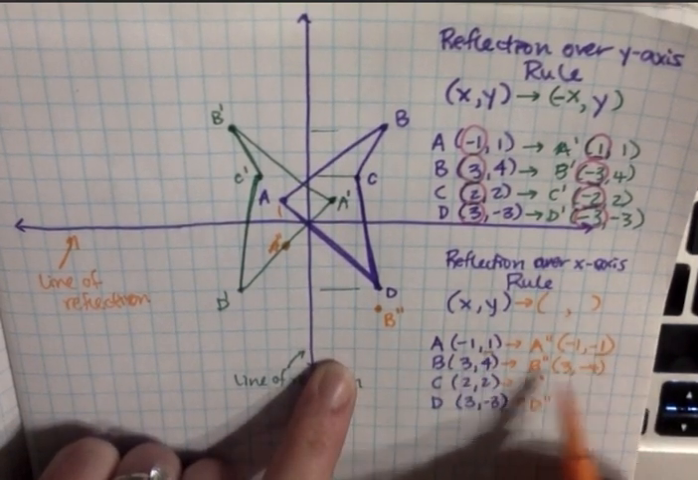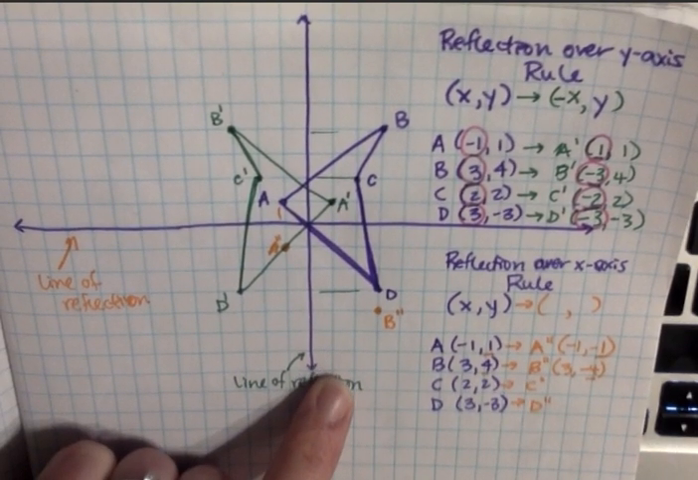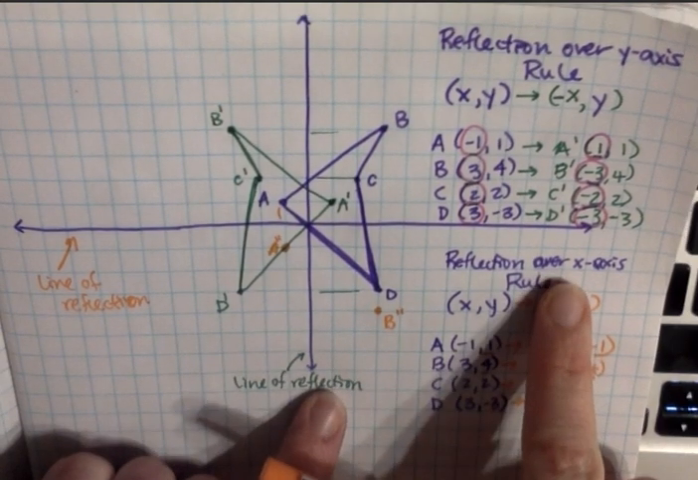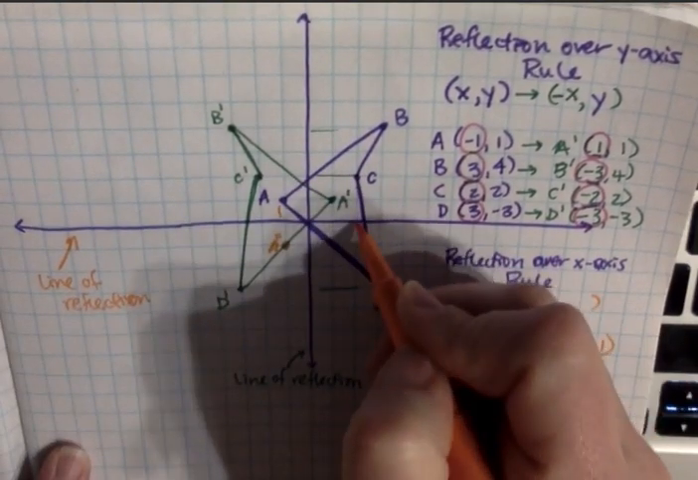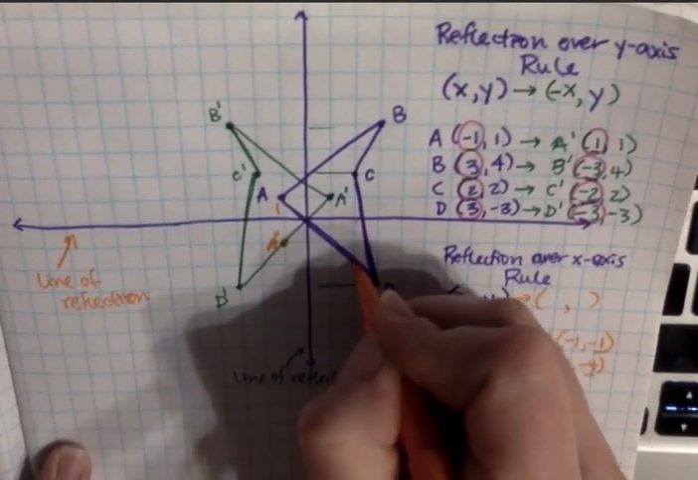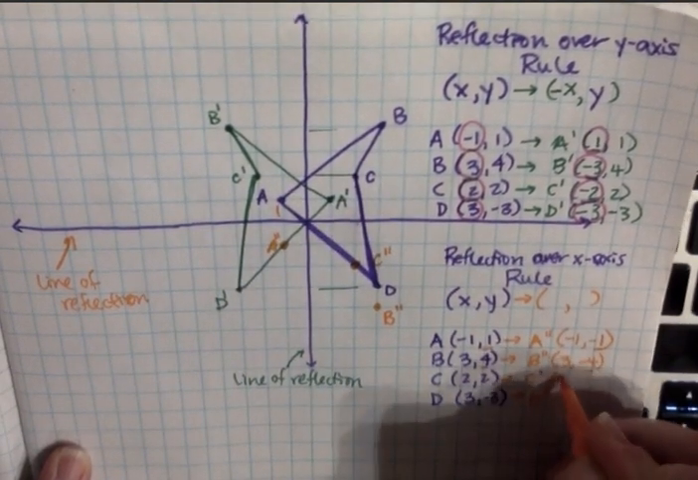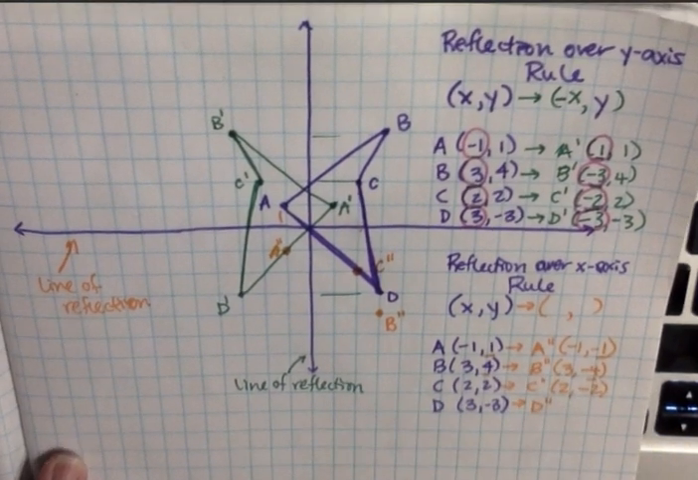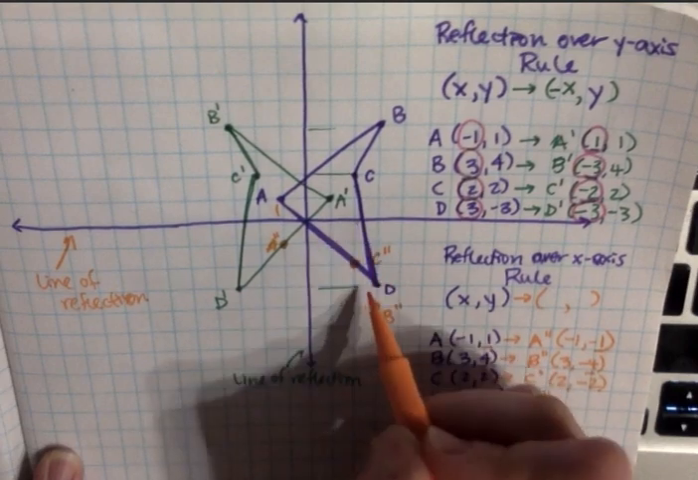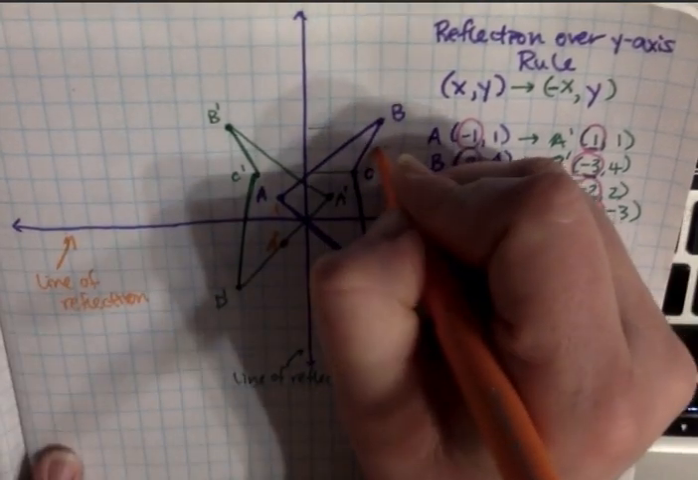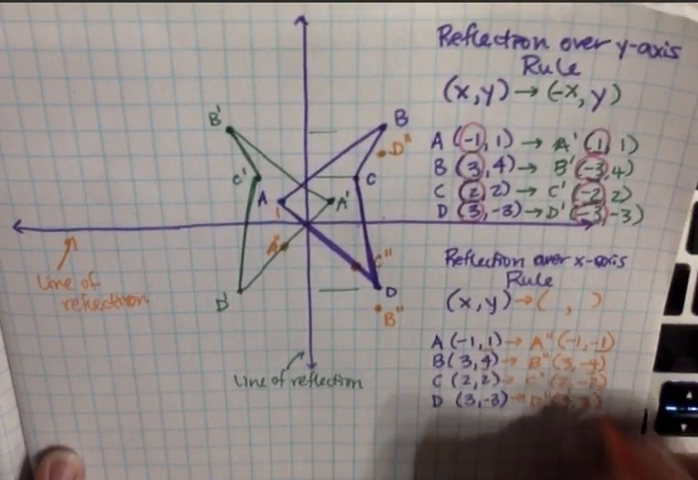Looking at my y values, my hypothesis is holding true. The y values are starting to flip, whereas before it was the x values that were flipping. Now C. C is 2 units up, so C double prime is 2 units down from there, at 2, negative 2. And lastly, D is 3, negative 3, so it's going to go 3 units up to D double prime, at 3, positive 3.